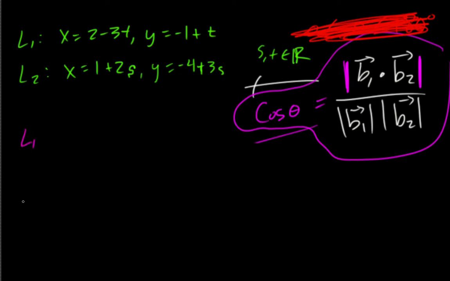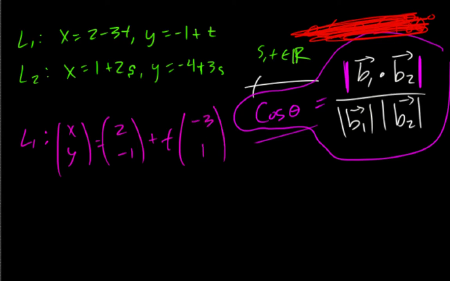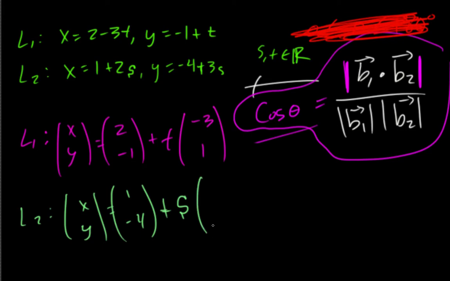And so what I'm going to do is first write it in vector notation. For me, it's a little bit easier to understand. So we get 2, negative 1, plus let's do lambda. And then, not lambda. In this case, we'll do t. They both have a t, so we have negative 3 and 1. Okay, second line is xy. It's going to be 1, negative 4, plus s. And that's going to be 2, 3.